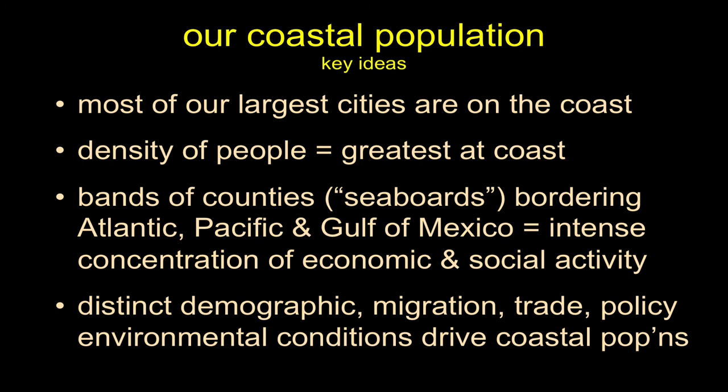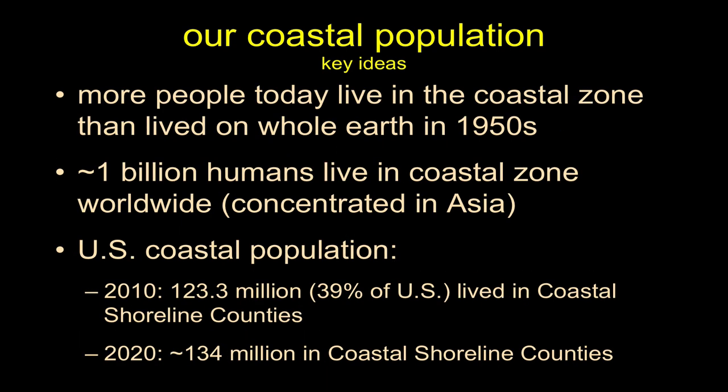Okay, so to the stuff I told you at the start, we'll just wrap up. Most of our large cities are on the coast. The density of people is the greatest at the coastal zone. You sometimes hear referred to the seaboard, the eastern seaboard, the Atlantic seaboard, et cetera, which are basically all the counties next door to each other. Really intense concentration of economic and social activity. The drivers, we haven't gotten to this lecture, but the drivers of these things are typically different migration patterns, the coast versus inland.